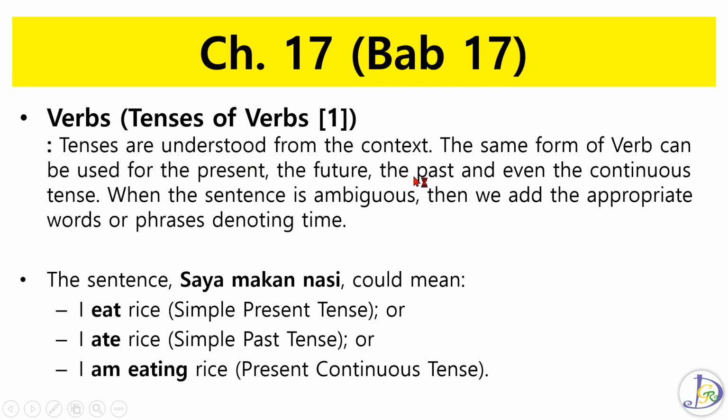The same form of verb can be used for the present, the future, the past, and even the continuous tense. When the sentence is ambiguous, then we add the appropriate words or phrases denoting time. The sentence, saya makan nasi, could mean, I eat rice, that is simple present tense, or, I ate rice, simple past tense, or, I am eating rice, present continuous tense. So this one simple sentence could be present tense, past tense, or present continuous tense.